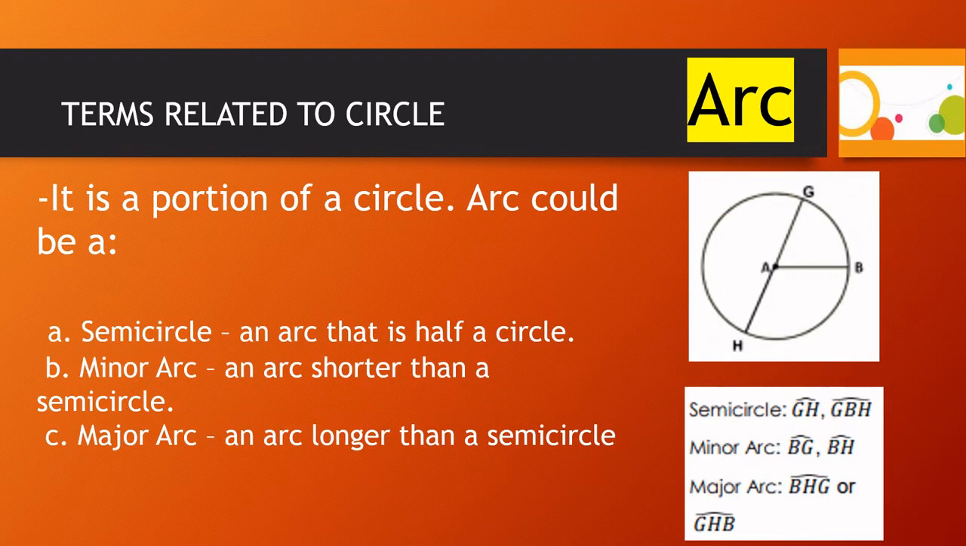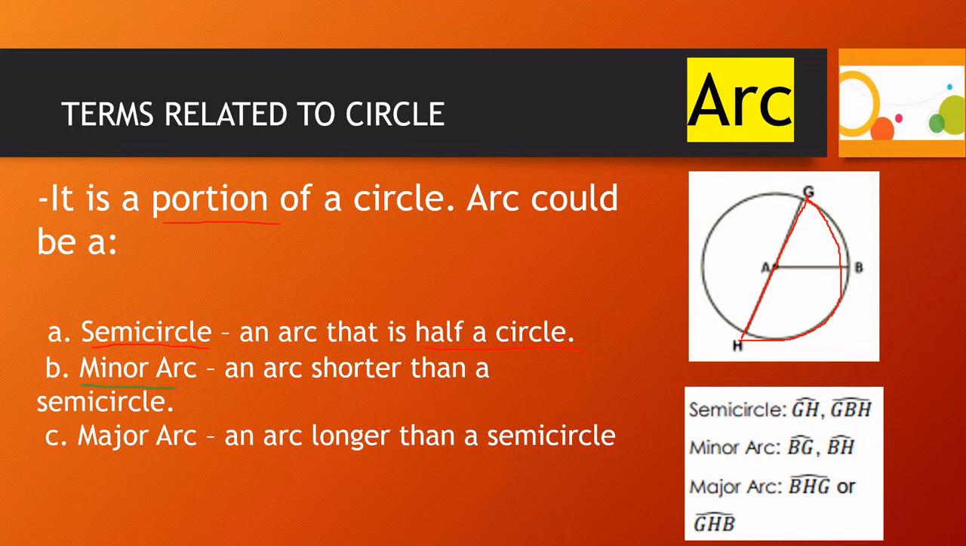The next term related to a circle is an arc. An arc is a portion of a circle. An arc could be a semicircle. When we say semicircle, half, an arc that is half a circle. So in this illustration, the semicircle is arc GH and arc GBH. Okay?